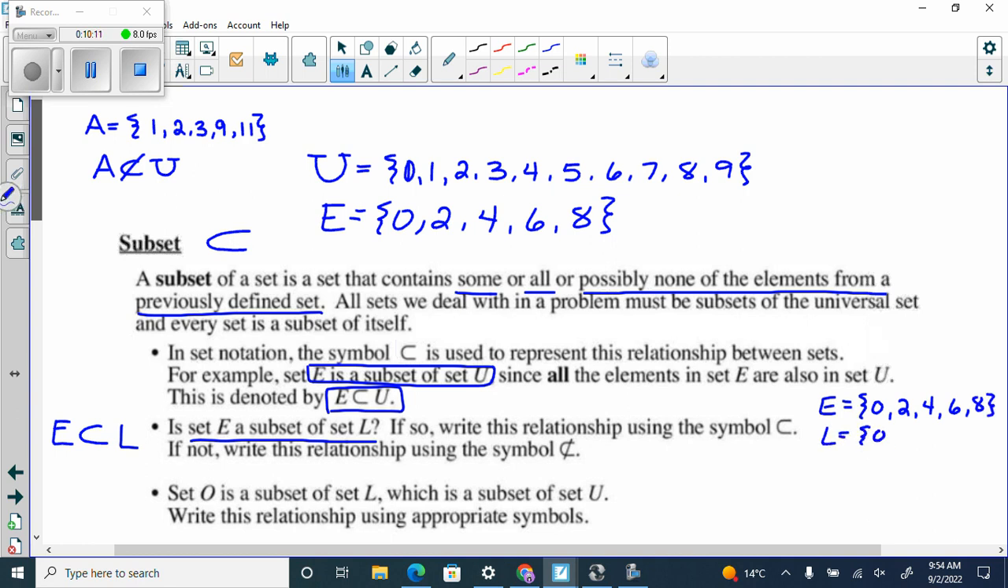L was 0, 1, 2, 3, 4, 5, 6. So we're saying, is E a subset of L? What does that mean? Everything in E has to be an L. Do I care if everything in L is an E? Nope. I only care this way. Everything in E must be an L.